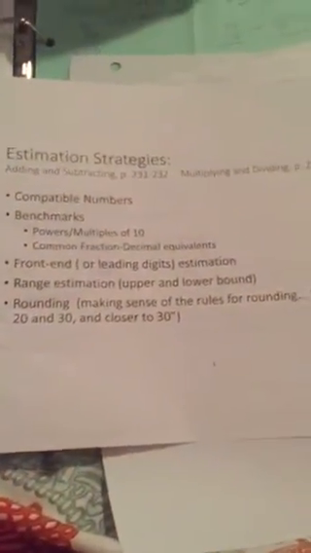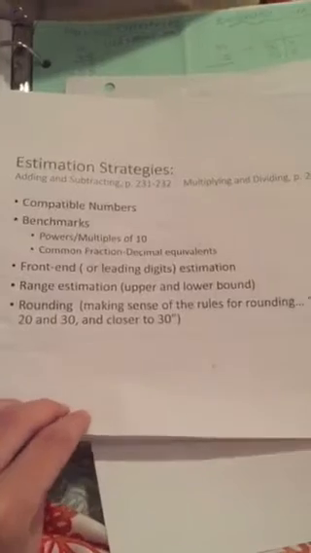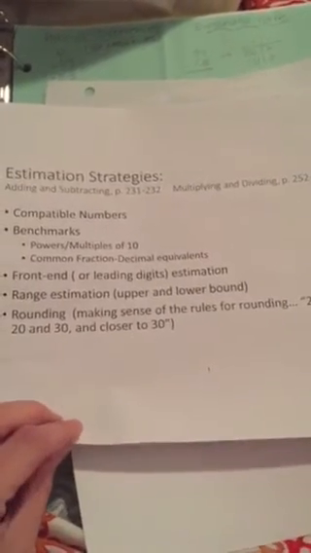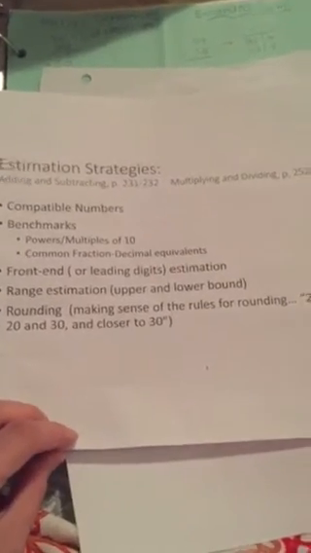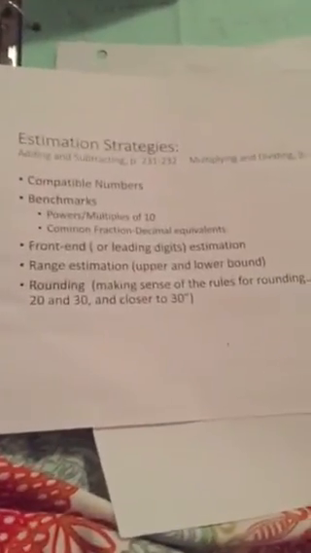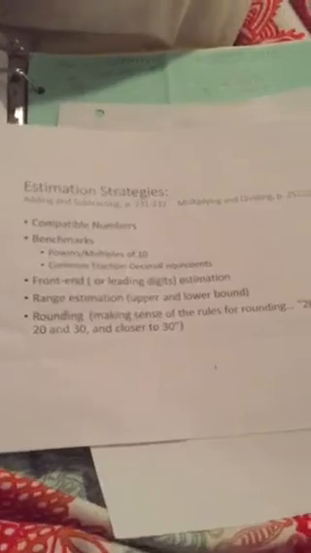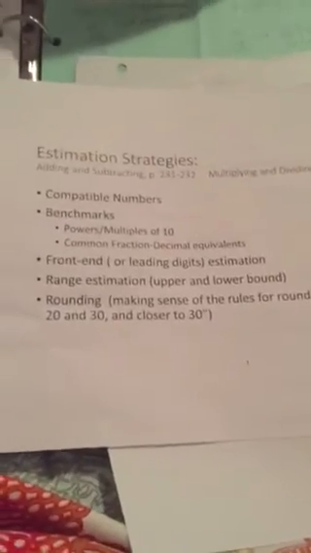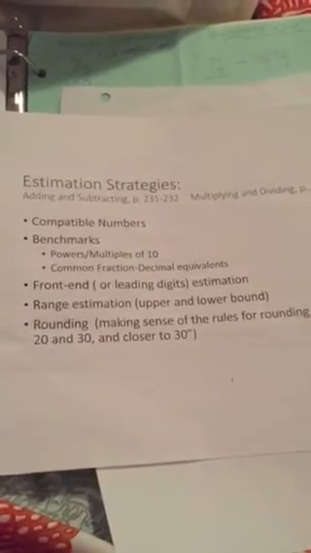And then my decimal notes, I have the estimation strategies, the different kinds of front end, the range, with a lower and upper, so you have two different numbers, and the rounding, making it the closest, which one it's closest to, which I was helping my students with: 4 or less stays the same, 5 or more change the name.